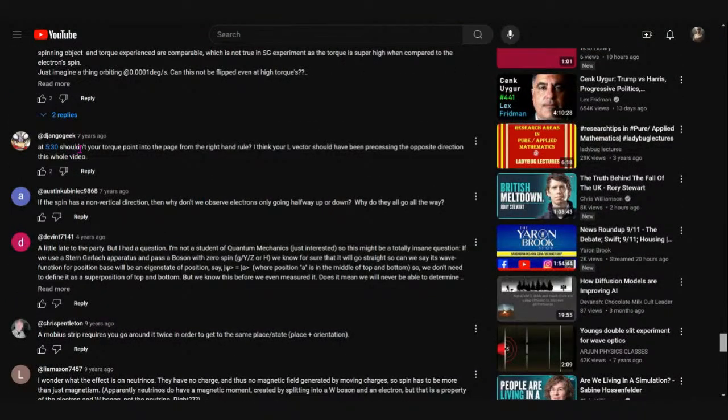5:30. Shouldn't your torque point into the page? No. From the right hand rule? No. I think your L vector should have been precessing the opposite direction. No. This whole video is 7 years ago.